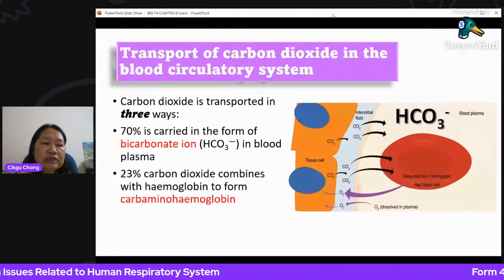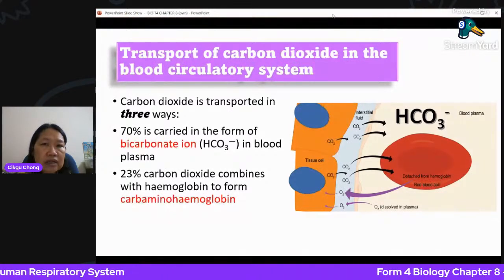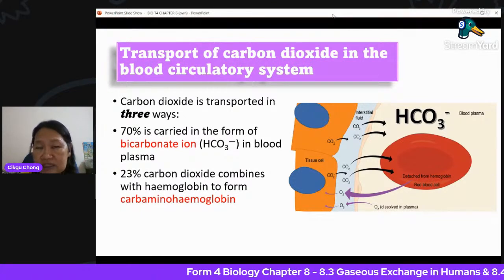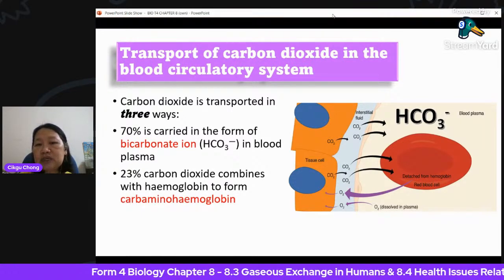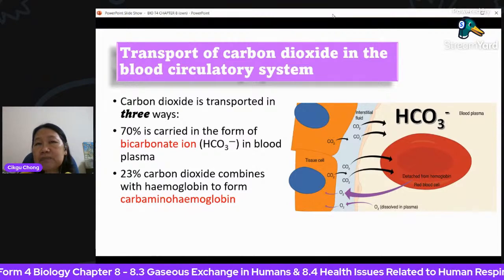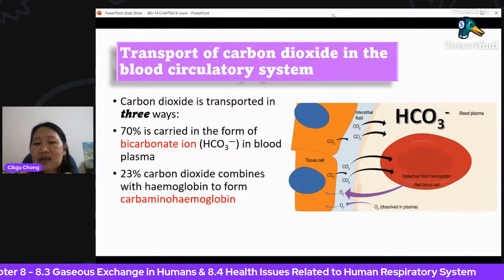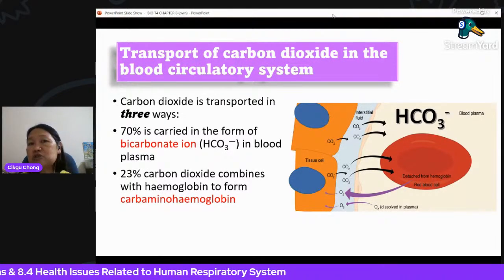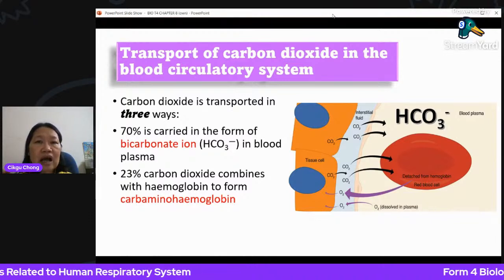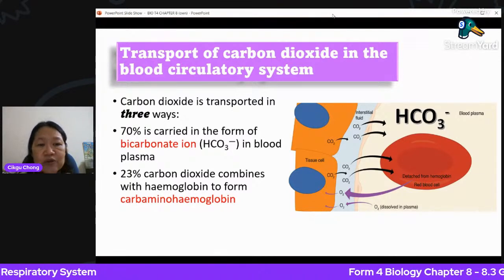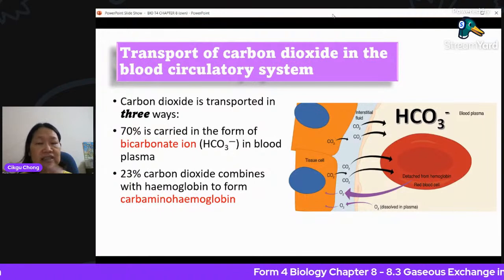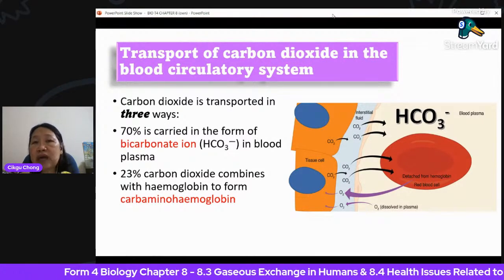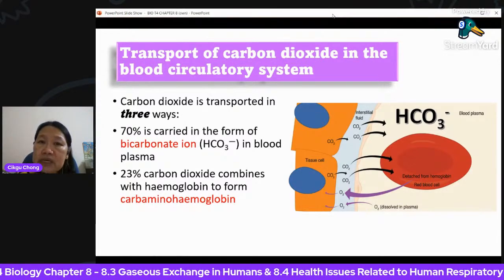There's one part where you learn about carbon monoxide. When you breathe in carbon monoxide, it's bound by the hemoglobin. You will get carboxyhemoglobin, and that interferes with your supply of oxygen to your body cells, and that's why people get carbon monoxide poisoning. But if carbon dioxide combines with hemoglobin, you get carbaminohaemoglobin.